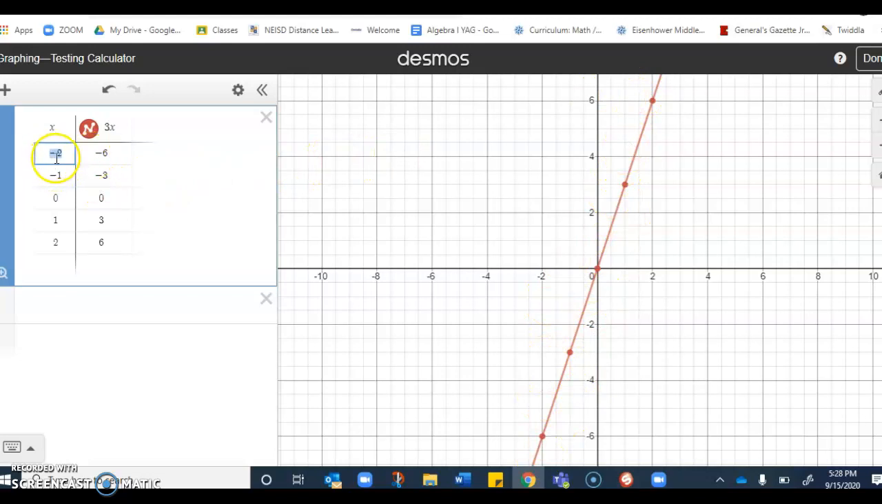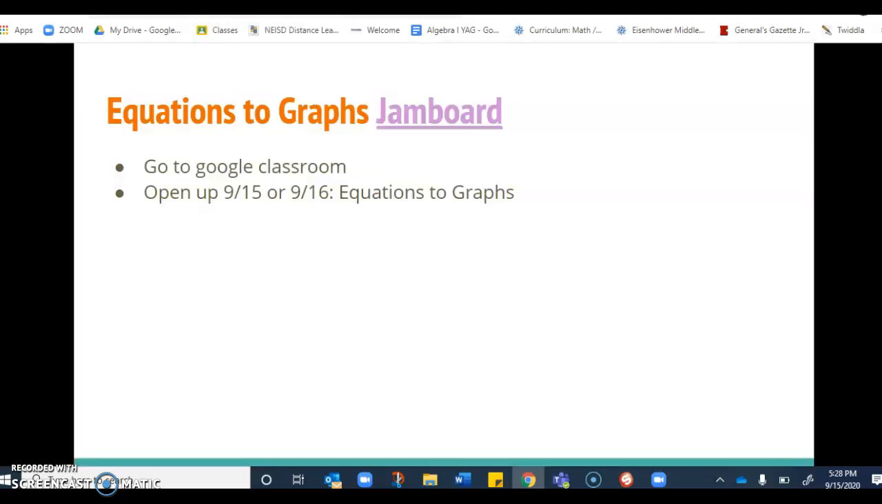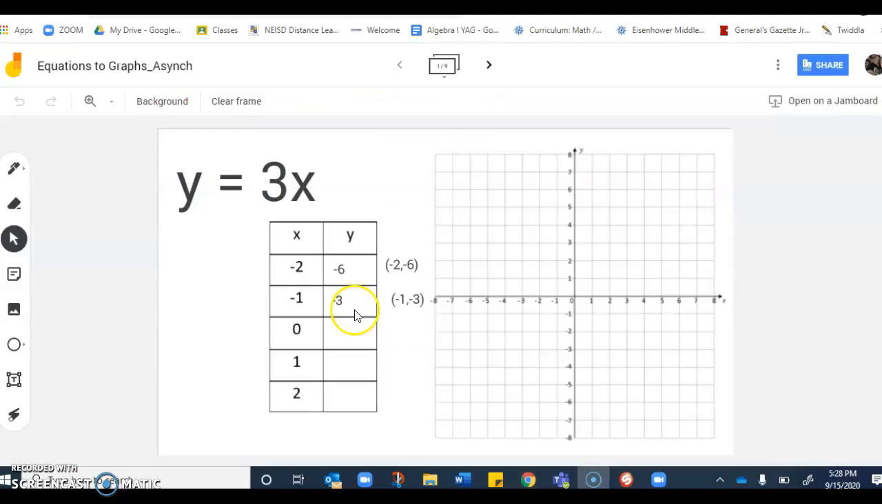So we figured out the first two, -2, -6, -1, -3. So let's go fill in the rest of the table. 0, 0. Okay, so we had 0, 0, so I'm going to go put that. Okay, my next one was 1, 3. So 1, 3. And then my last one was 2, 6. So 2, 6.